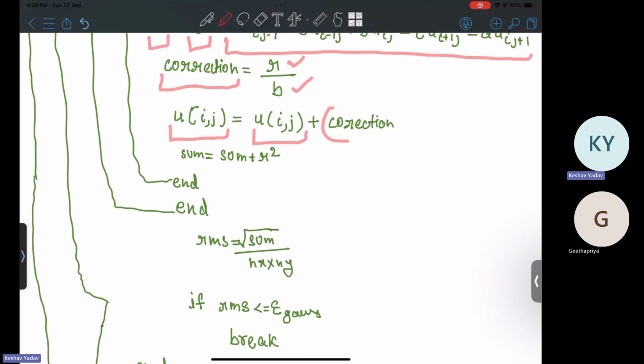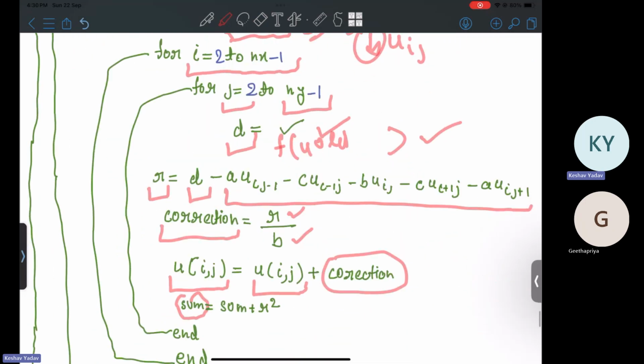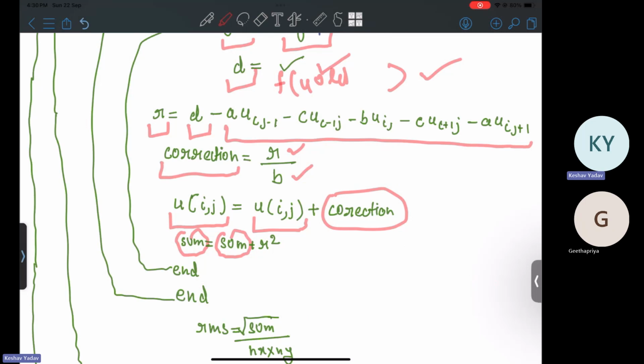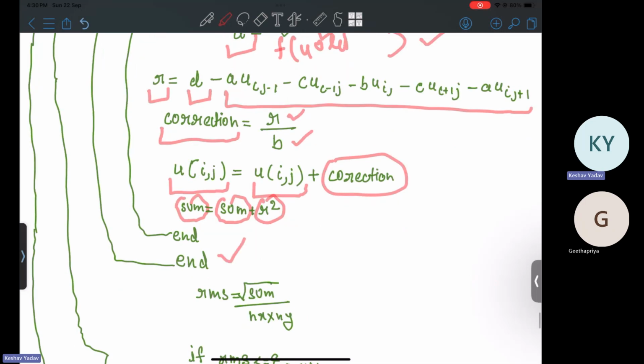previous uij plus correction. Then I will define sum, initially the sum was equal to 0. Now I'll define the sum will be equal to sum plus the residue square. This I will do for each and every grid point.